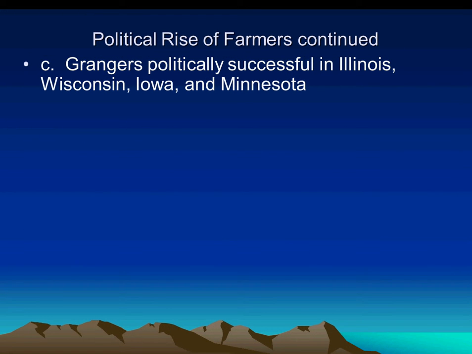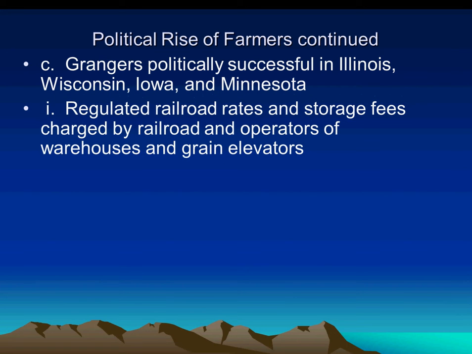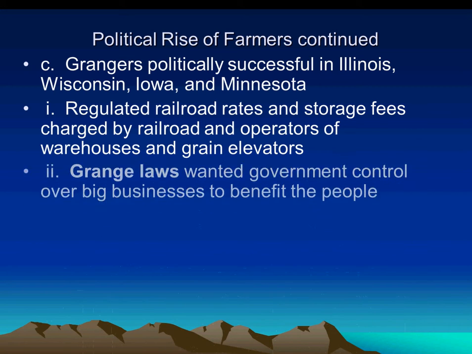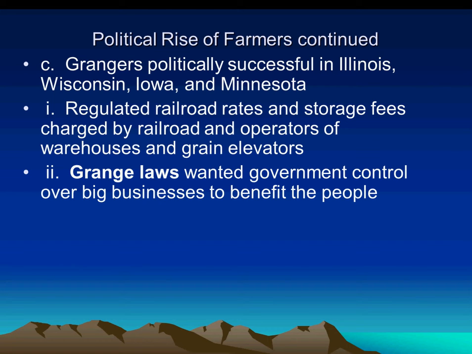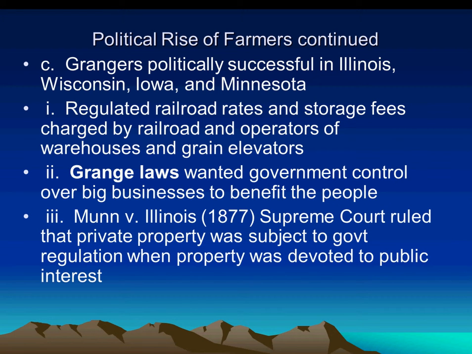The Granger movement was politically successful in states like Illinois, Wisconsin, Iowa, and Minnesota. And they did have some effect on regulating railroad prices and storage fees within their own states. The Grange laws wanted government control of big businesses for the profit of the people. In Munn versus Illinois in 1877, the Supreme Court ruled that private property could be regulated by government if it were devoted to the public interest. And this was a victory for the farmers.